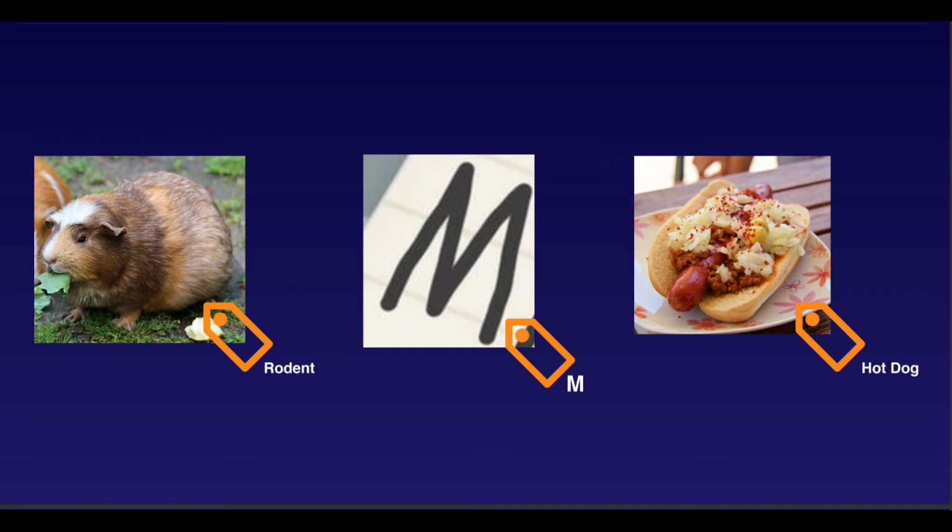We could have a couple of examples here, and so in this case the first image has been tagged as a rodent. The second image has been tagged as the handwritten letter M, and the third image has been tagged as a hot dog. Now, we will talk more about image classification problems and how we could possibly use these data sets to solve our machine learning problem. But for now, I just wanted to mention what some image data looks like and how important it is to have labels associated with our images.